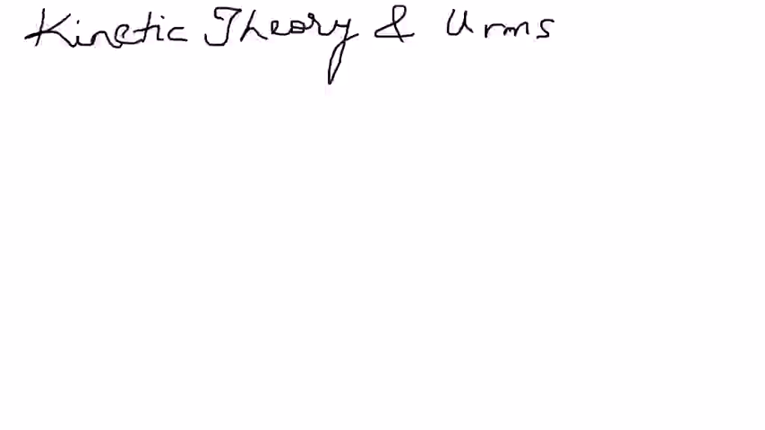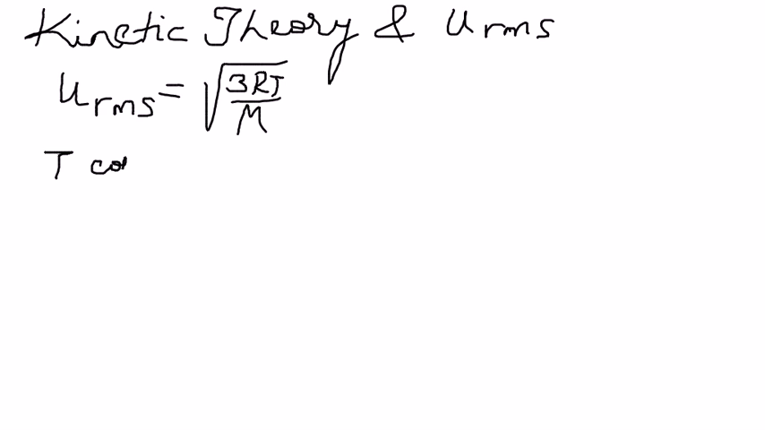Okay, in this video we'll discuss the URMS one more time. Recall from a previous video that the root mean square velocity is equal to the square root of 3RT over the molar mass. What that means is that if your temperature is constant, since we know that 3R is a constant, the velocity is going to be proportional to the square root of 1 over m.